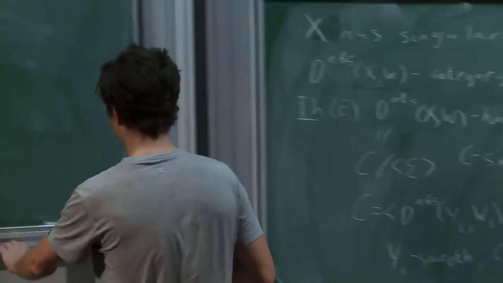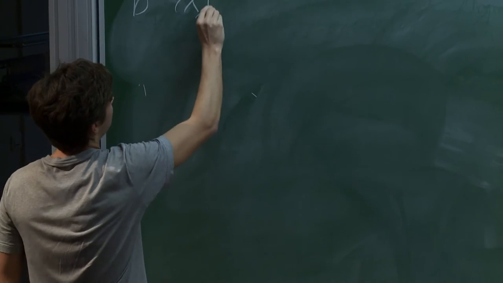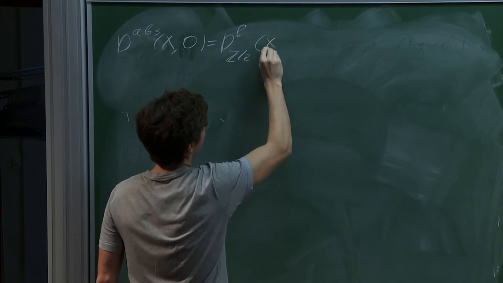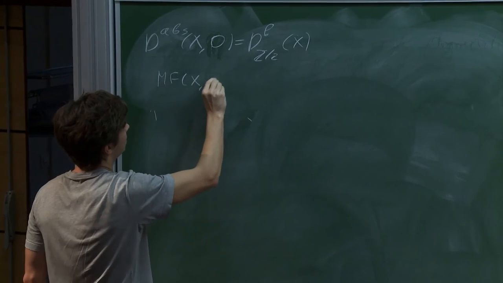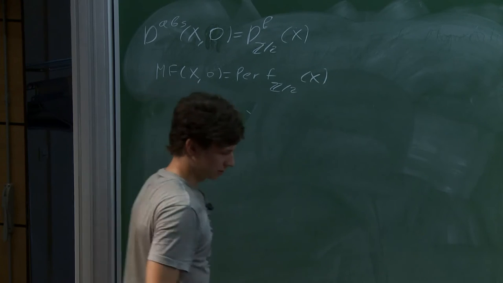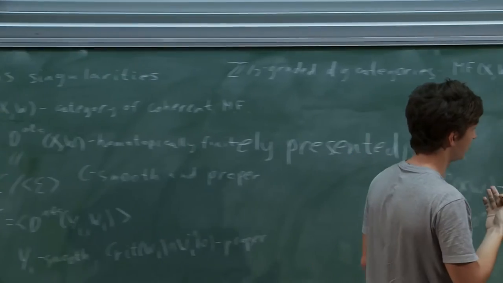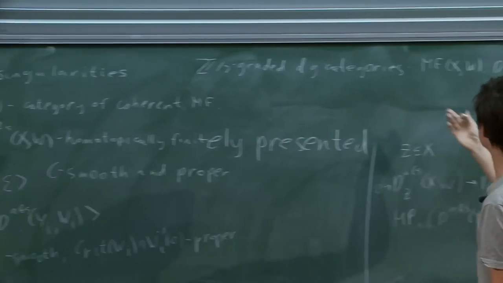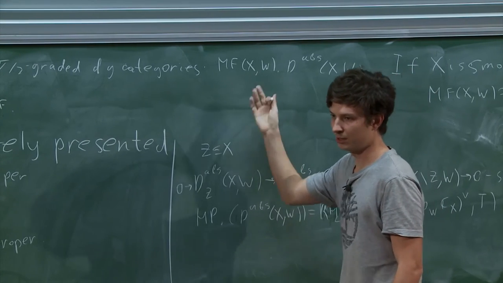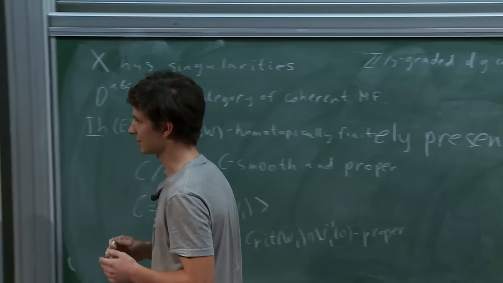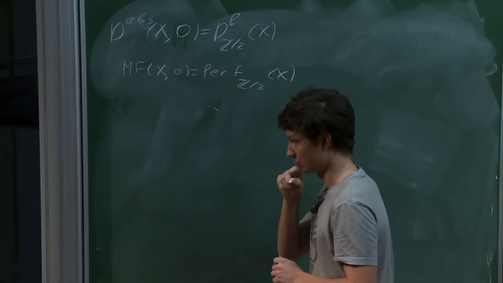Of course I should mention that if the potential is zero, if W is zero, then this absolute derived category is just the two-periodic derived category of coherent sheaves. So you just consider two-periodic complexes, and matrix factorizations are just two-periodic perfect complexes. It's quite a natural question: what is the analog of perfect complexes for this situation? The naive answer would be that this category defined in the same way for a singular X should be the category of perfect complexes. But it turns out that in general it can be completely horrible and doesn't satisfy the properties which you expect.